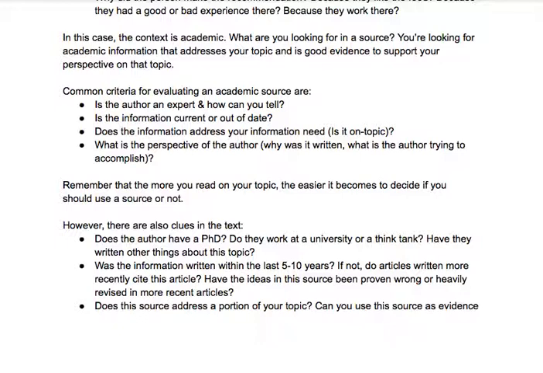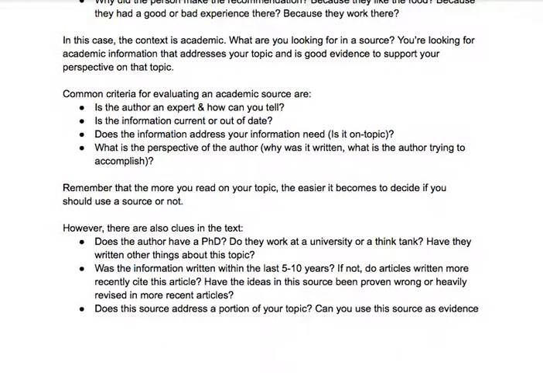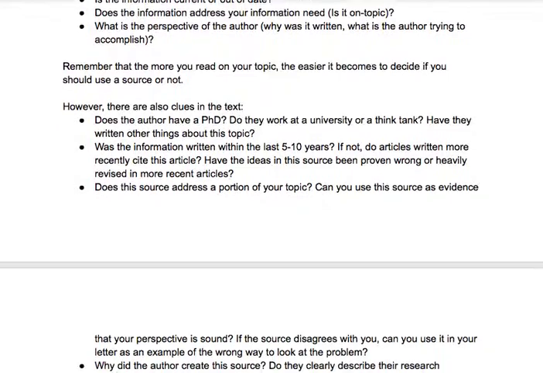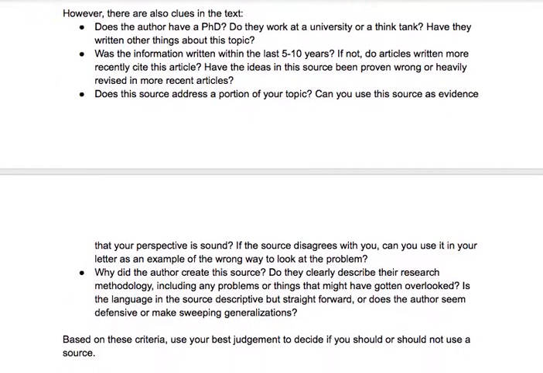Was the information written within the last 5 to 10 years? If not, do articles written more recently cite this article? Have the ideas in this source been proven wrong or heavily revised in more recent articles? Does this source address a portion of your topic? Can you use this source as evidence that your perspective is sound?